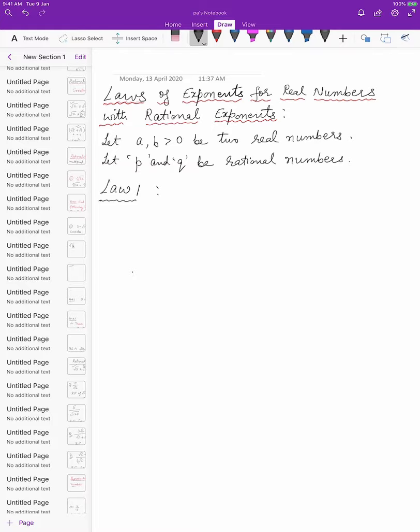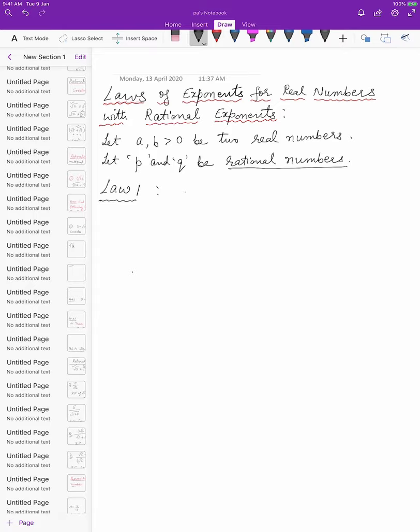Children, you have studied laws of exponents in the previous classes as well, but you have never studied laws of exponents with rational exponents. So this time we are going to take the exponents as rational numbers, meaning they can be in the form of p by q as well. So let's start with the first law.